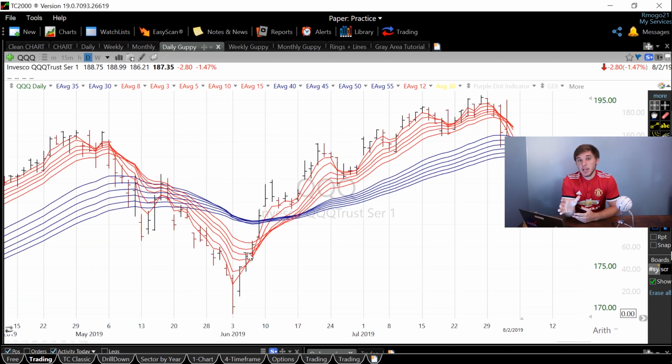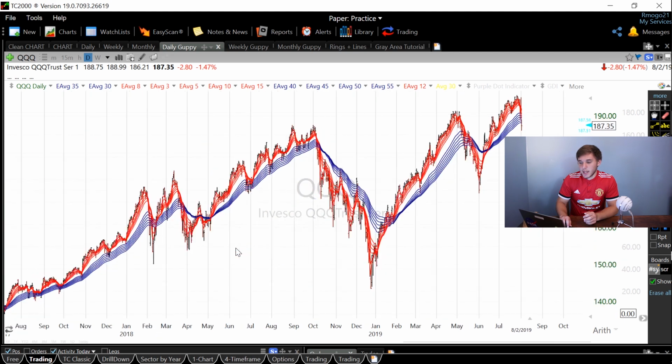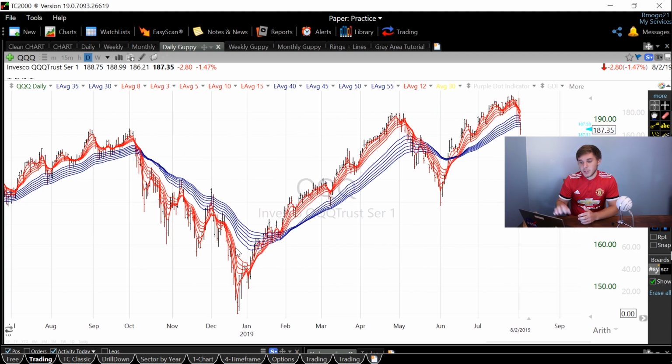So to use the GMMA technique to determine the overall trend of the market, here's what you do. If it is in a red, white, blue pattern, that is an uptrend. And if it's a blue, white, red pattern, it's a downtrend. It's as easy as that. You can look at a chart in 5 seconds and determine the trend. Here it's in a downtrend, here an uptrend, downtrend, uptrend.